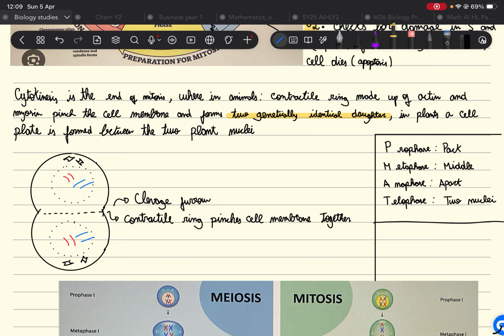Whereas in plants, you have some vesicles that will release the cell plate in the middle. So we'll form a cell plate, and it's also going to form two plant cells.